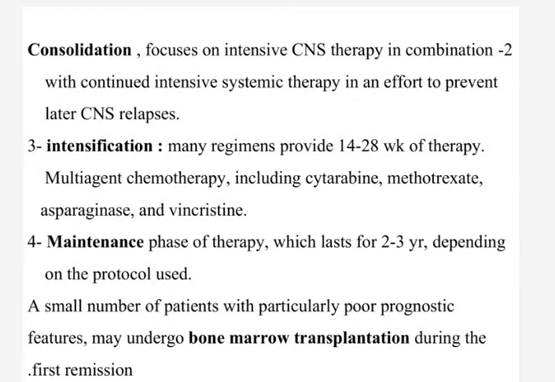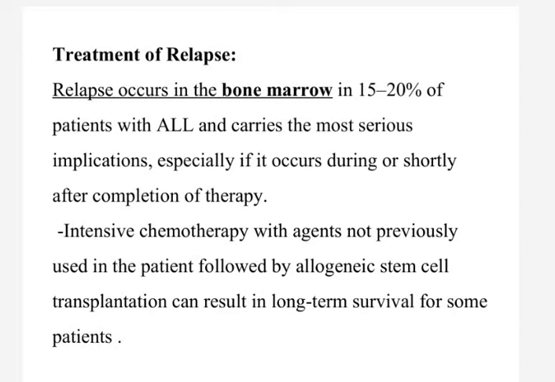Small number of patients with particularly poor prognostic features may undergo bone marrow transplantation during the first remission. Treatment of relapse. Relapses occur in bone marrow in 15 to 20% of patients with ALL and carries the most serious implication, especially if it occurred during or shortly after completion of therapy. Intensive chemotherapy with agents not previously used in the patient followed by allogeneic stem cell transplantation can result in long-term survival for some patients. So for patients with relapse we use intensive chemotherapy and bone marrow transplantation.